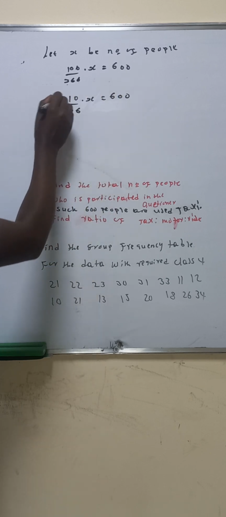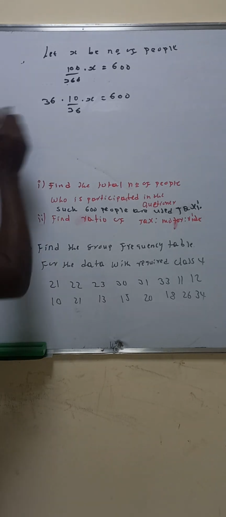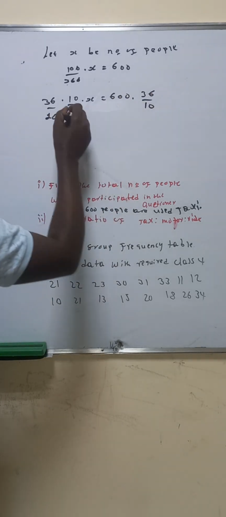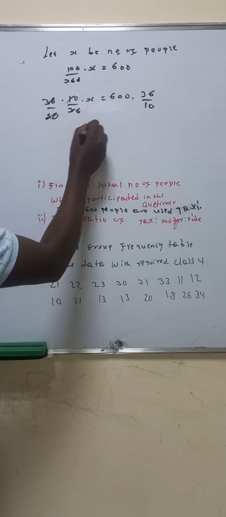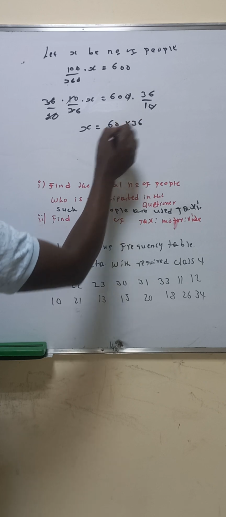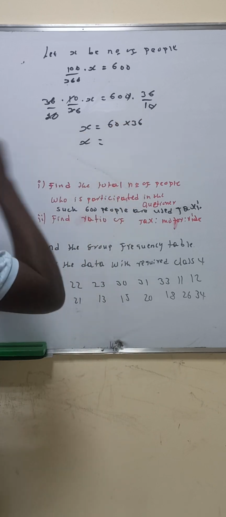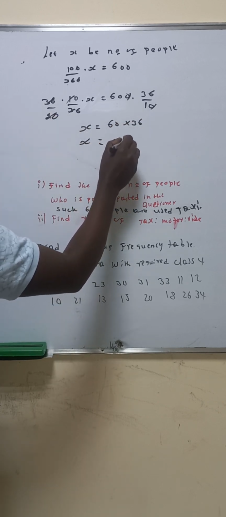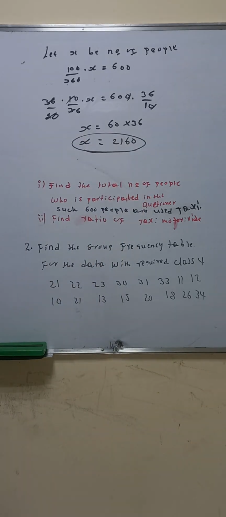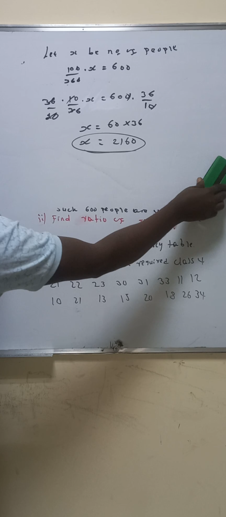So in order to find X, we multiply by 36 over 10. Now this is cancelled by this one, and this is cancelled. X is going to be 6 times 36. So X is going to be 2,160. So this is the number of people, which means that this many people are involved in the questionnaire. So this is the answer for the first problem.